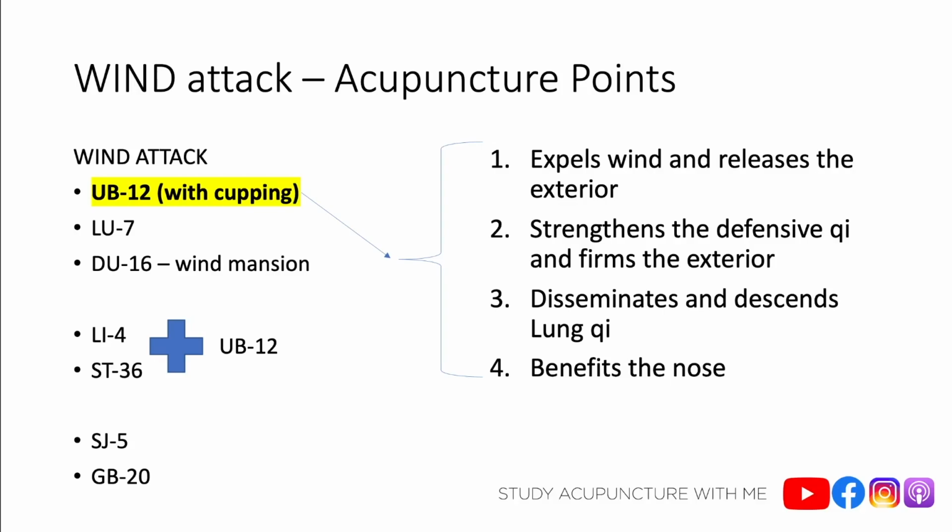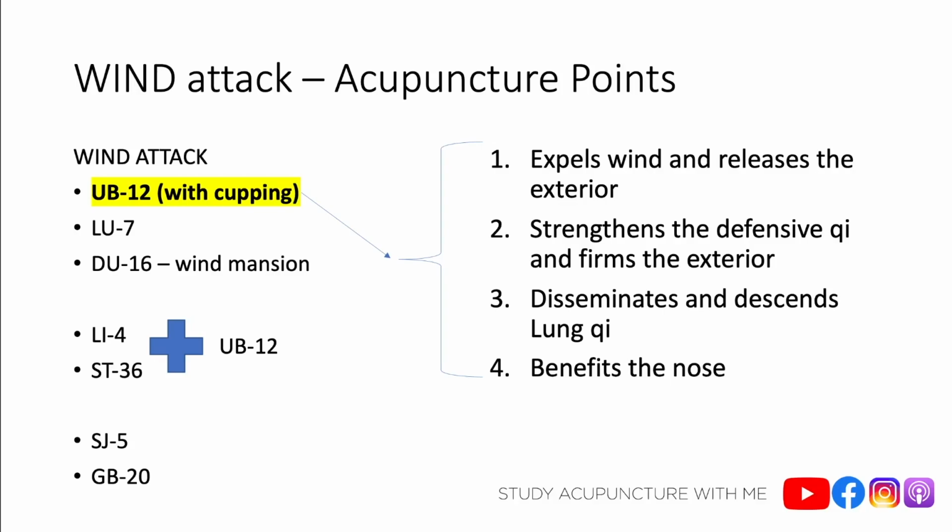And then number 4, benefits the nose. This is why UB12 has that action of benefiting the nose, right? There's that connection to the Toli, the space between the skin and the muscles. And that's why cupping is mentioned here, right? Cupping or gua sha can be really effective in releasing that pathogenic factor from the exterior portion. And this is why this prescription mentions cupping.